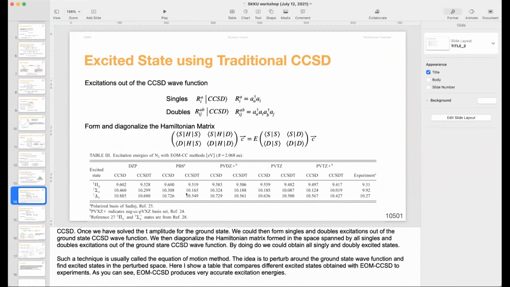Here, on the bottom is a table that compares different excited states obtained from the equation of motion CCSD to experimental results. The experimental result is shown by the column on the right. As you can see, the EOM-CCSD produces very accurate excitation energies compared to the experimental results. You might wonder what DZP and the others are. They indicate different basis sets. In order to compare with experiments, you have to use a large basis, and the error tends to go down with the number of basis functions. As we go from small to large basis, the error in the excitation energy goes down and starts to converge to the experimental results.